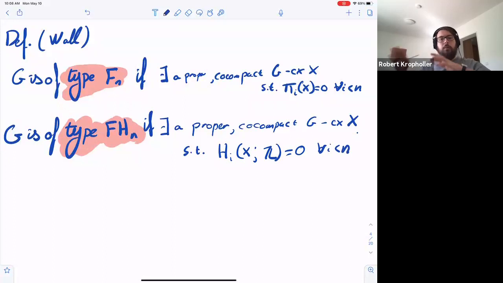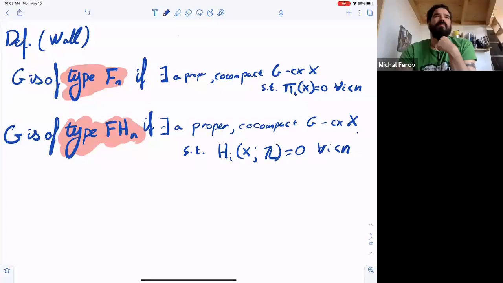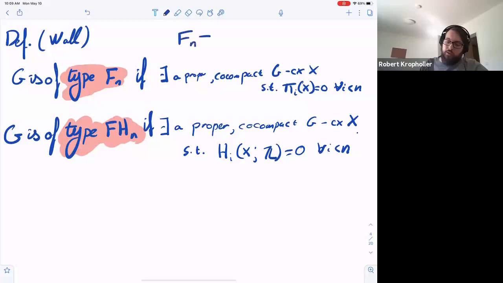Right, and once you've met homotopy groups, you meet the Hurewicz theorem. This tells you that the first non-trivial homology group is isomorphic to the abelianization of the first non-trivial homotopy group. And so in particular, one thing you can deduce from this is that Fn implies FHn, right? So if your homotopy groups vanish, then indeed your homology groups vanish.